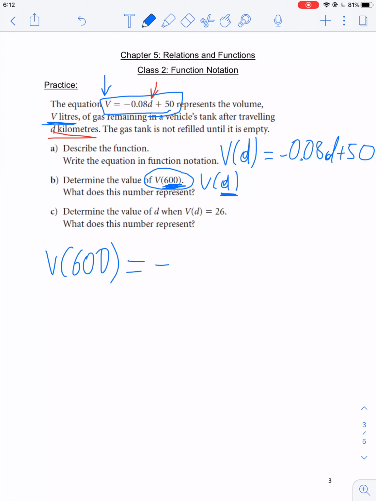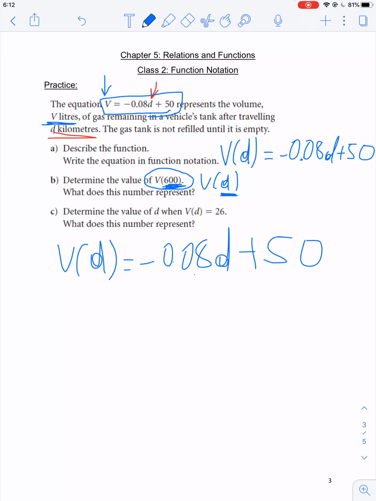I'm thinking ahead. 0.08, right? Before you used to have a D. So let me make this very clear. This is what your function looks like: v of d equals minus 0.08 d plus 50.